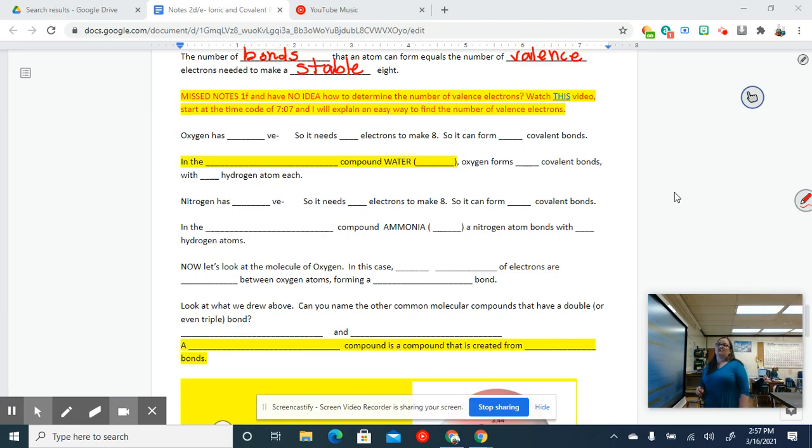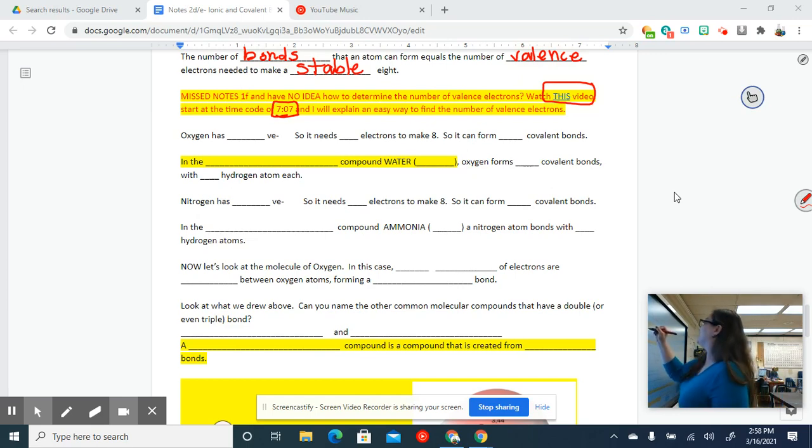If you missed notes 1F and you have no idea how to determine the number of valence electrons, go to the video that's embedded in the notes. Go to time code 707, and I explain how to easily find the number of valence electrons. But I don't want to spend time in this video doing it. So go back to that video. It's from the last unit. So anyway, I'm not going to harp on it.